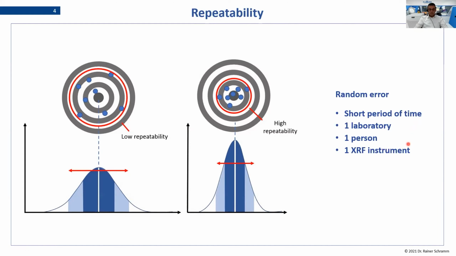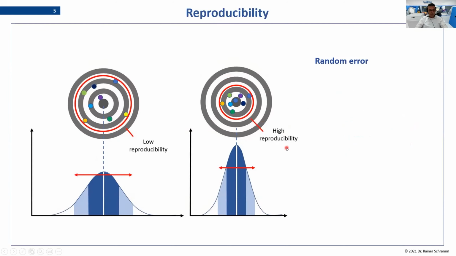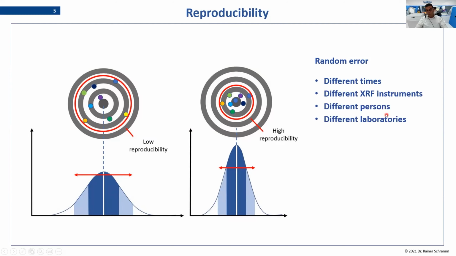That will give you just the error in a very short time period. While when we look into the reproducibility, we still have a random error, but there we look at a longer time, with different XRF instruments, different persons and different laboratories. For example, a proficiency test or a round-robin study, where you have all these points involved.